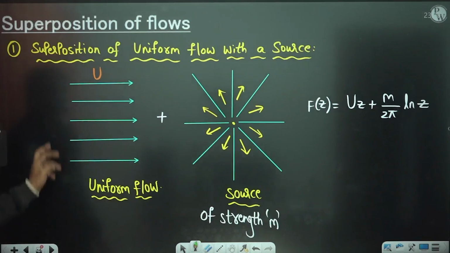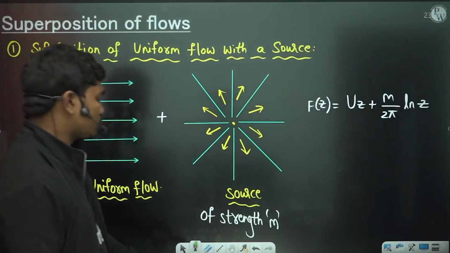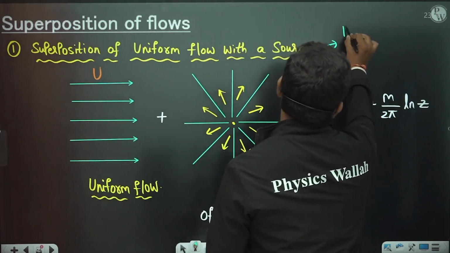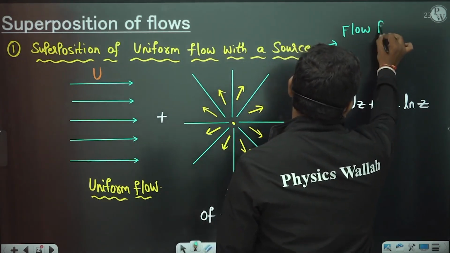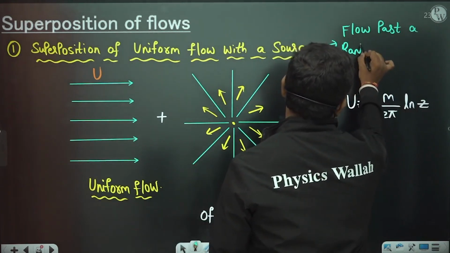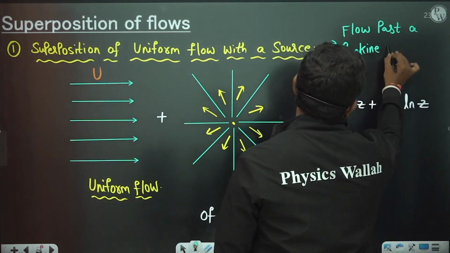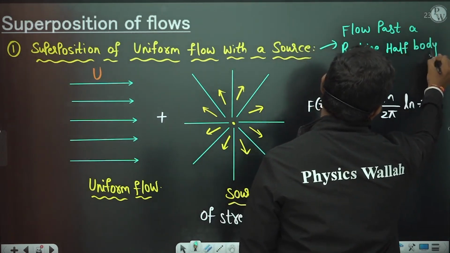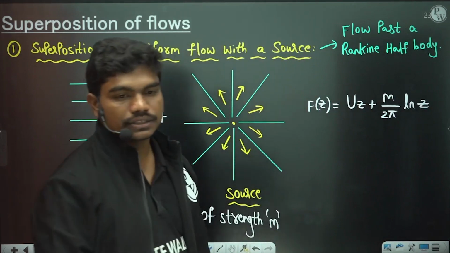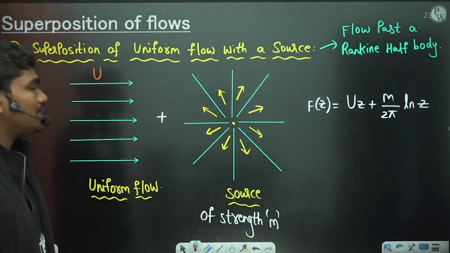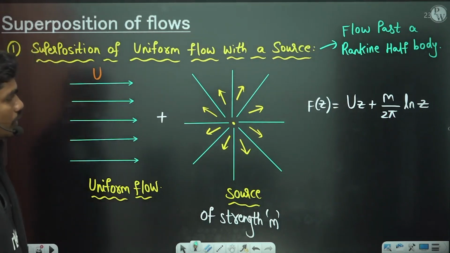Okay, so let us see it from the beginning. Superposition of uniform flow with a source gives you the case of flow past a Rankine half body. And this f of z is given by uz plus m by 2 pi ln z is what you have here.